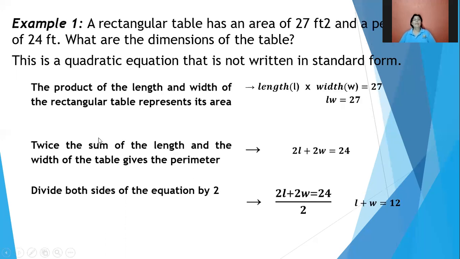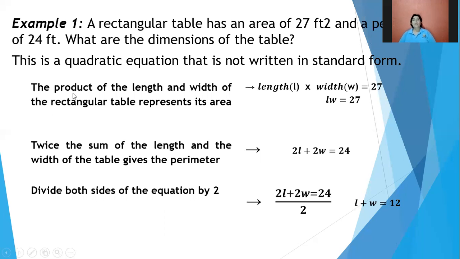Now, for example number 1, a rectangular table has an area of 72 feet squared. This is feet squared or square feet, okay? And the perimeter is 24 feet. What are the dimensions of the table? Again, in solving problems, you have to analyze the problem. You have to read the problem twice or even thrice, and then identify the given quantities as well as the required quantity.